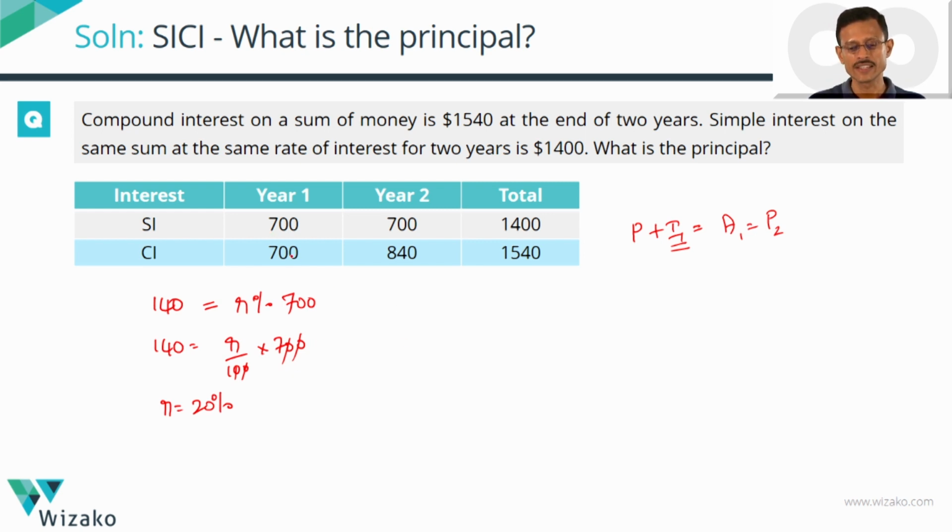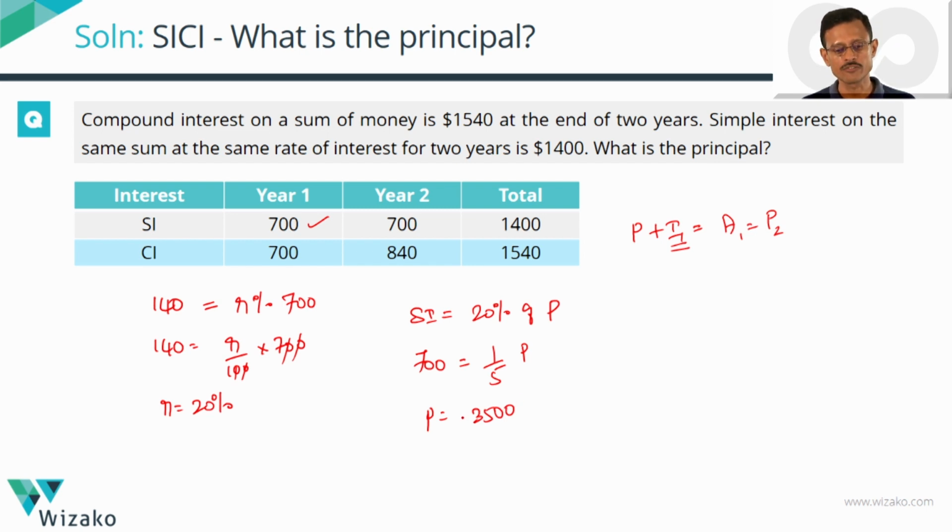The simple interest for a year is going to be equal to the rate of interest into the principal, right? You can use the formula and do it, no harm, but this is a much faster way of doing it. So what is the simple interest? 20% is the rate of interest on your principal. How much is the simple interest for a year? $700. $700 is equal to 20%, which is 20 by 100. We'll write it as 1 by 5 times the principal. So what's the principal? Cross multiply it. $3,500 is the principal.